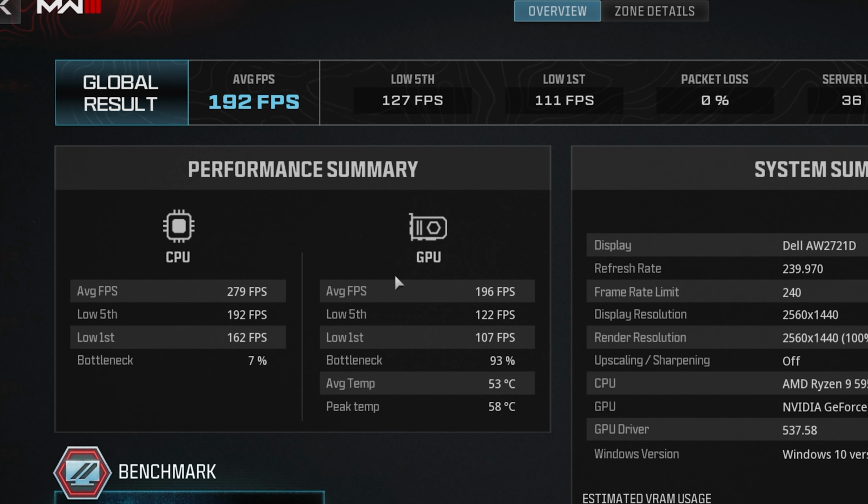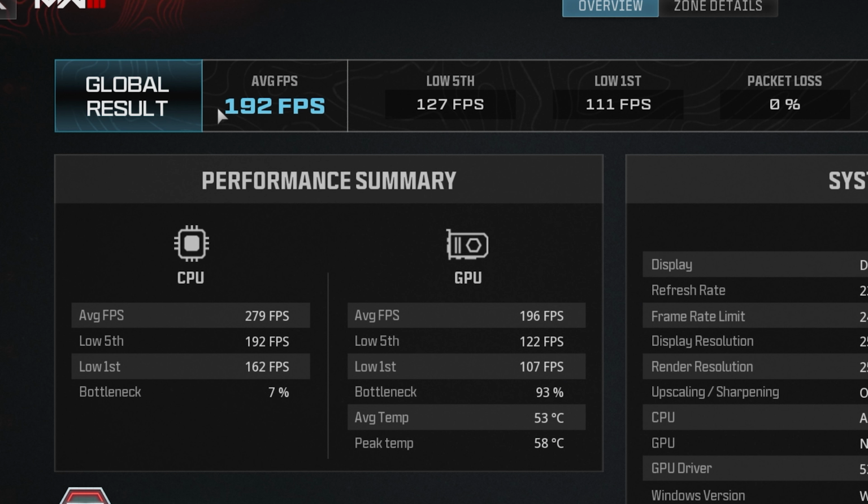So if I just had a 4090, I slap that bad boy in here, guess what happens? This number goes up, because this is the lowest number here. If you look at this, your average FPS will always match whatever the average FPS is on the highest bottleneck number. So let's say my GPU is holding me back. I have the highest bottleneck number, 93%. Oh, look, the average FPS of my GPU is 196. Oh, look, the average FPS is 192.